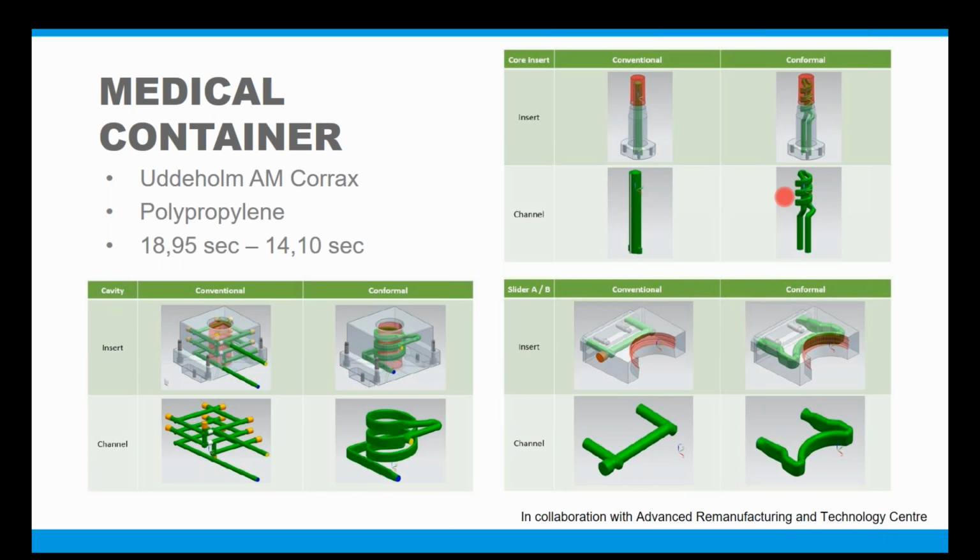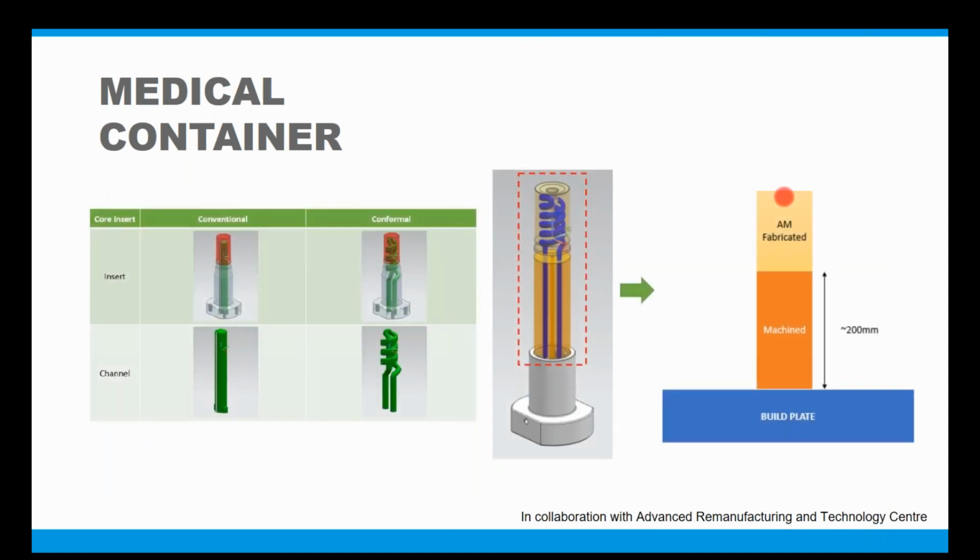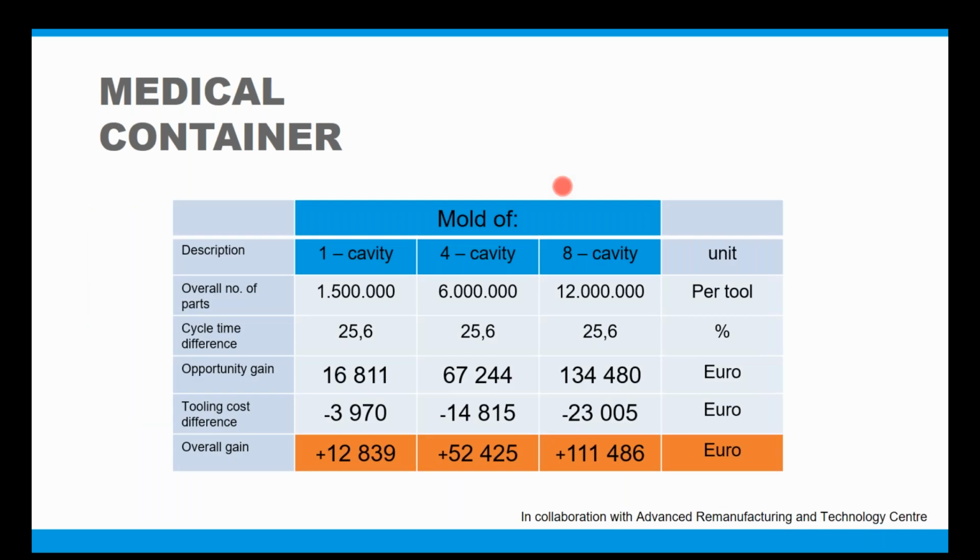If we look at the insert once again, the insert is also a hybrid tool. The customer sent this part to us, and we put it into the AM machine, and we only printed the top of the part. And what does this mean in numbers? Well, we managed to reduce the cycle time by approximately 25%.